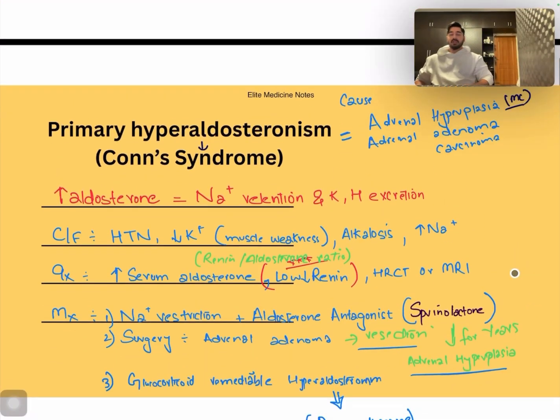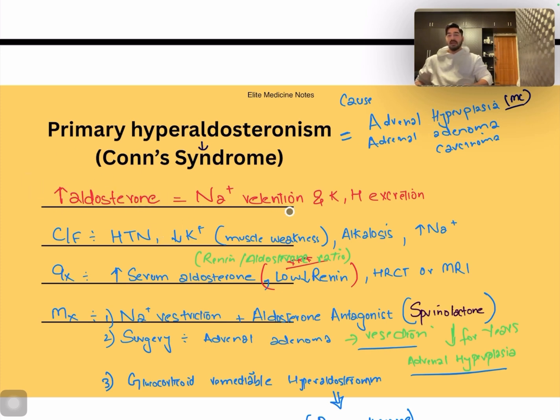So what happens in primary hyperaldosteronism? The name itself is telling: primary hyperaldosteronism means there is no secondary cause of hyperaldosteronism. It is primarily due to adrenal gland disorders. The causes are adrenal hyperplasia, the most common, adrenal adenoma, and adrenal carcinoma. What happens when adrenal hyperplasia occurs? There is an increased number of cells, so aldosterone synthesis will be increased, and this aldosterone will cause what?